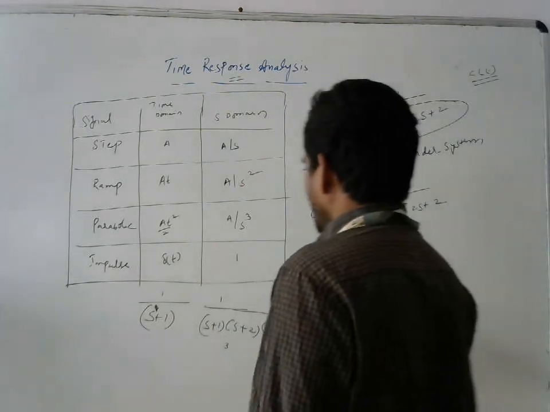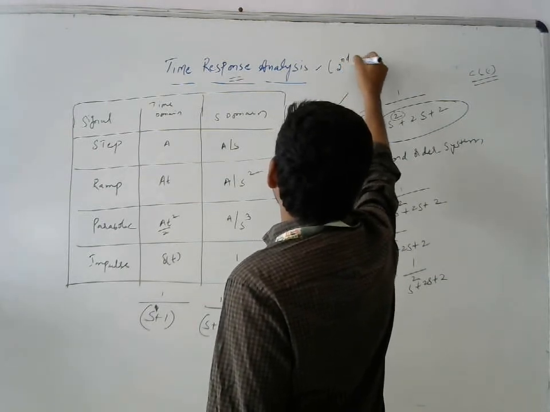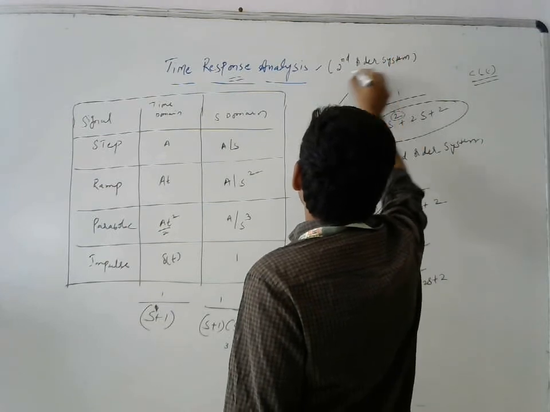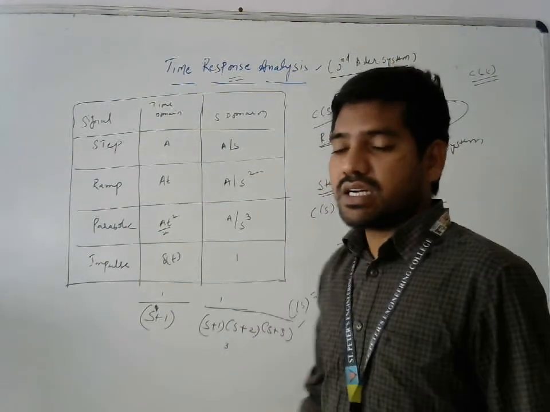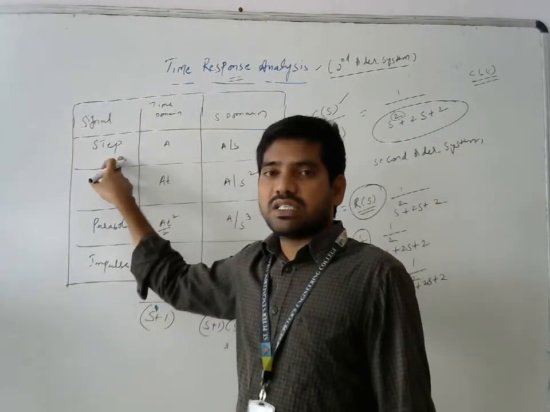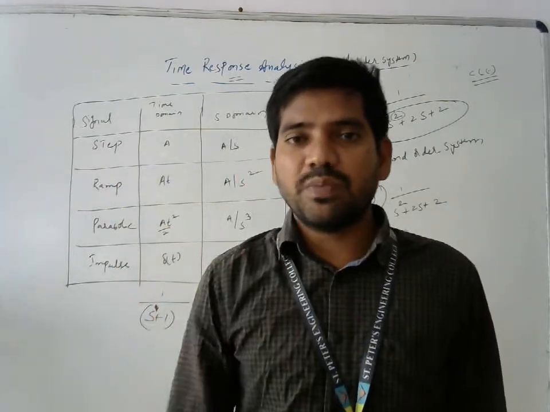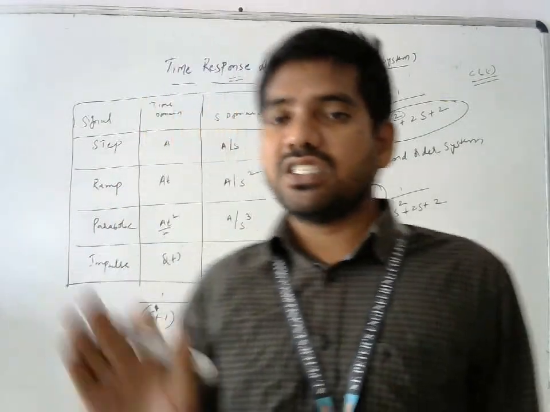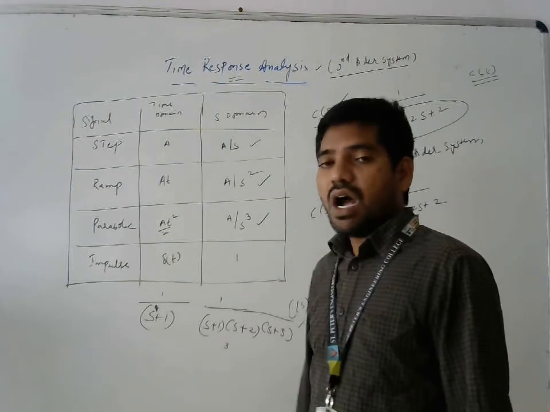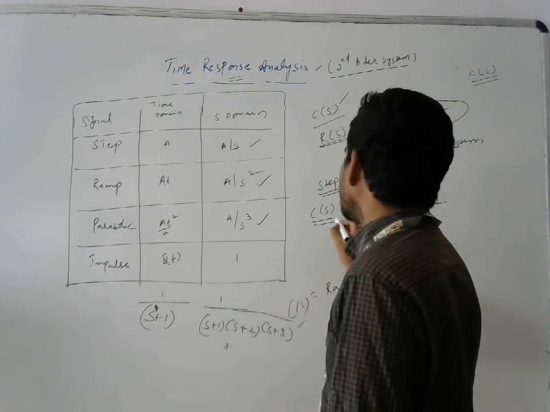In time response analysis, we will mainly focus on the second order system. What is the basic transfer function of a second order system? What will happen if you give the step signal to that second order transfer function? Step signal means input, that is R of S. If you give the R of S value as A by S, A by S square, A by S cube or 1, then what will happen to the particular system? Then finally we get a C of S value.